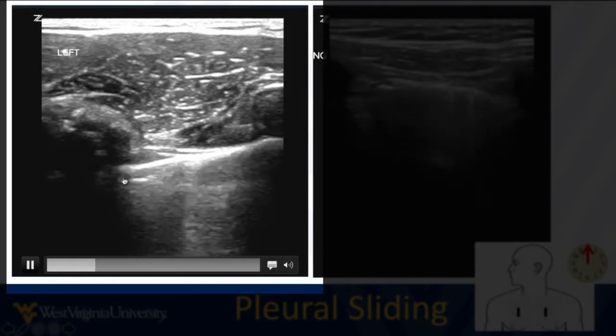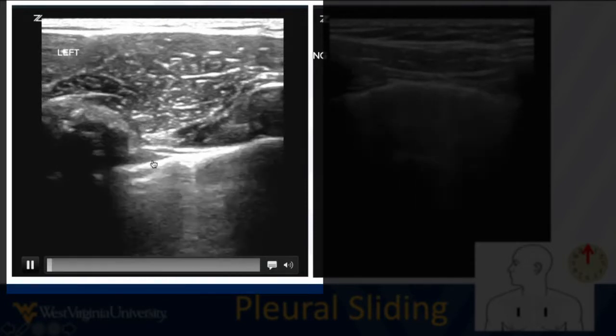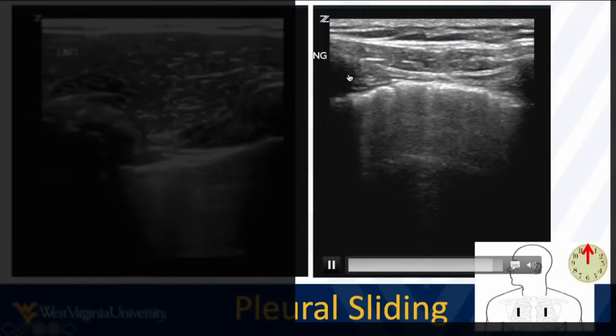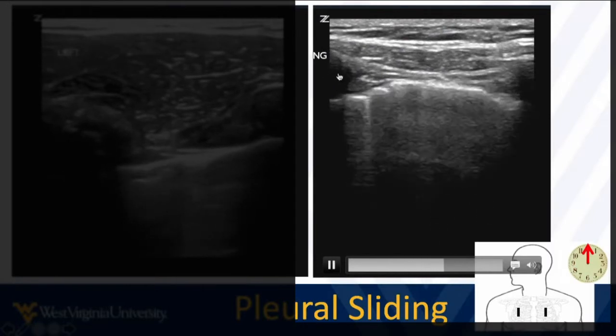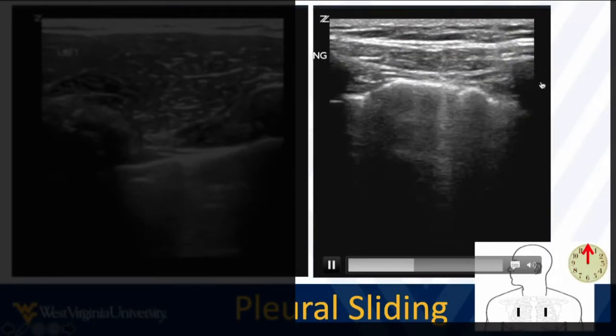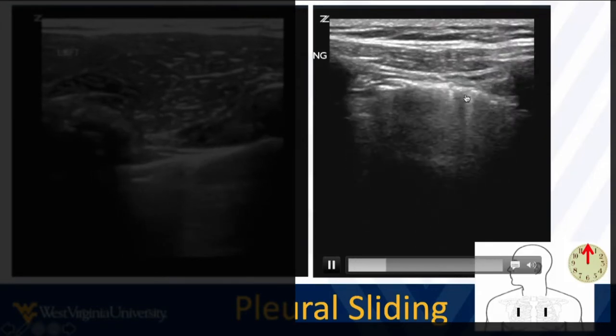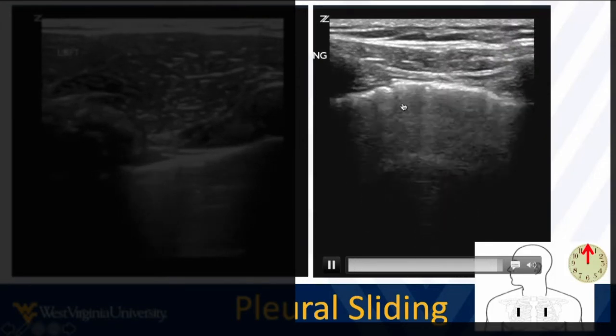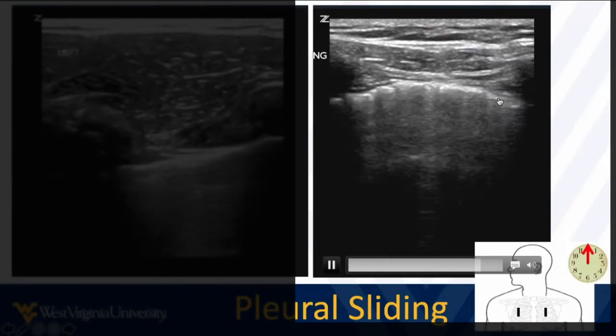We see these little comet tail artifacts, which are just normal findings with the ribs. Over here, another example, we see a little rib shadow. And we see the pleural line sliding back and forth. We see this pleural line's got a little bit of roughness, has a couple of B-lines. We'll talk about what that might mean in trauma.